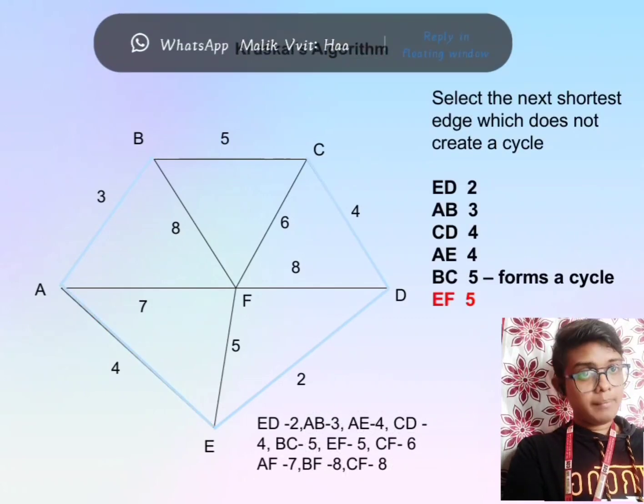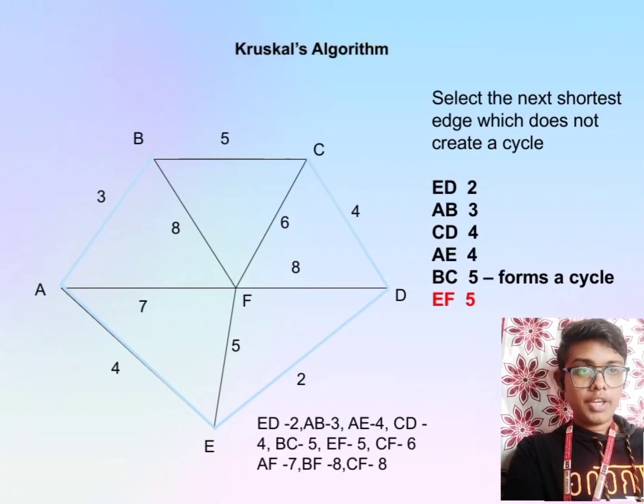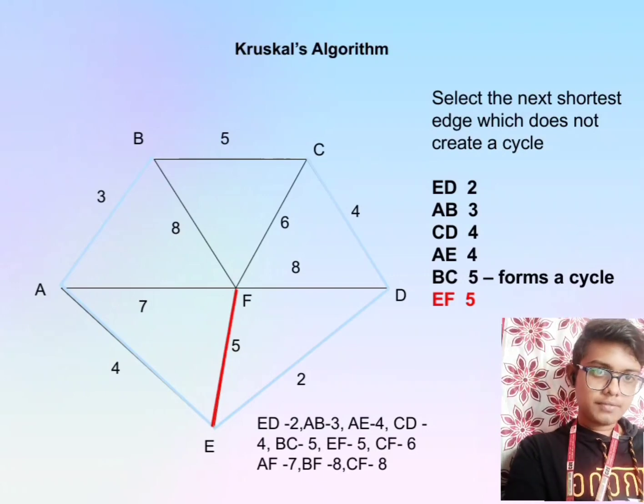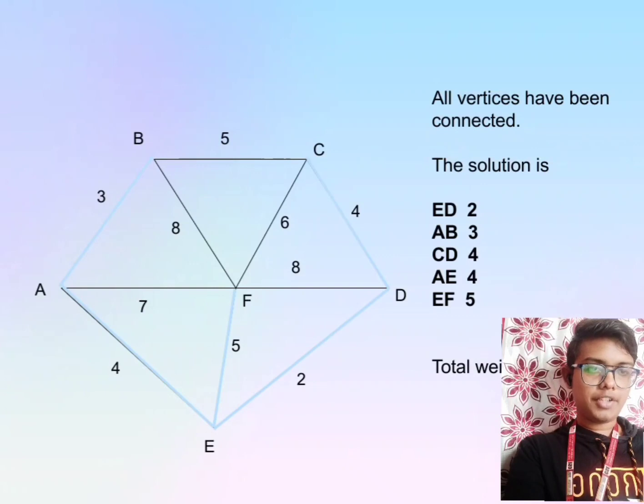Look here, if I connect BC, these edges form a cycle. In Kruskal's algorithm, if an edge forms a cycle, then we have to discard it and move to the next corresponding edge. Now I am moving to the next edge, which is EF 5. I think we have visited all the vertices. So this completes the minimum spanning tree.